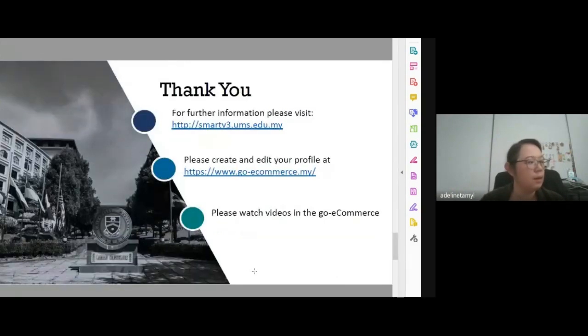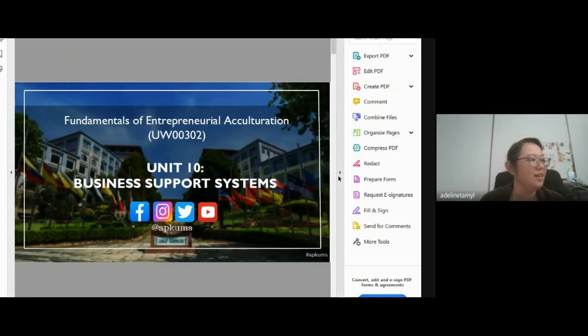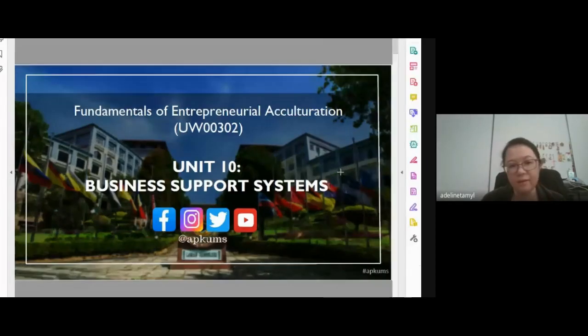And then, last, this is the last slide of risk management. Okay, I have about 40 minutes kan, so I'm trying to finish 2 more chapters lagi, 2 more units. Yeah, so I have unit 10 after this, business support systems.